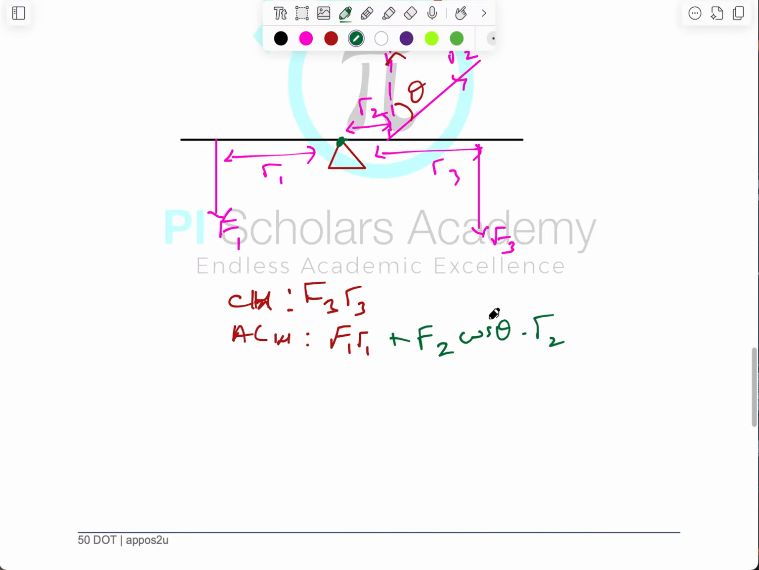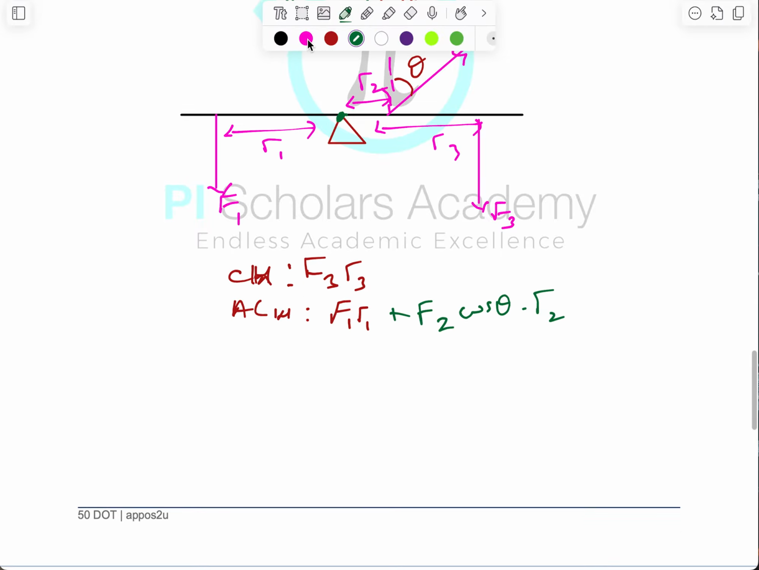So with this now, if I apply the principle of moment, then I'm going to have that sum of clockwise equals sum of anticlockwise. So F3 multiplied by R3 equals F1 R1 plus F2 cos theta multiplied by R2. So you can just put R2 here. F2 R2 cosine theta. And that is that.